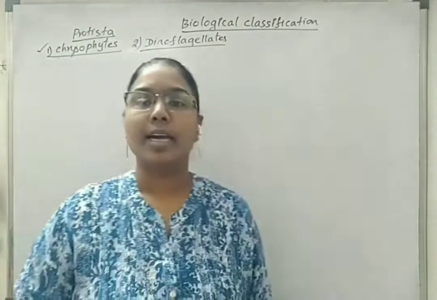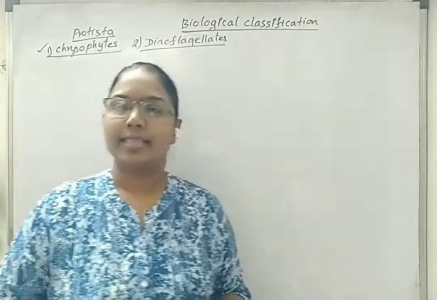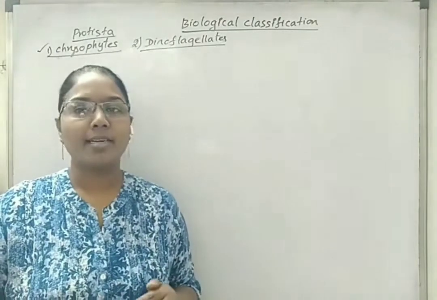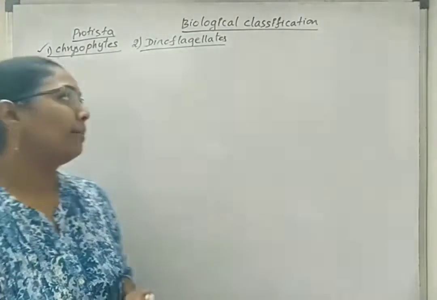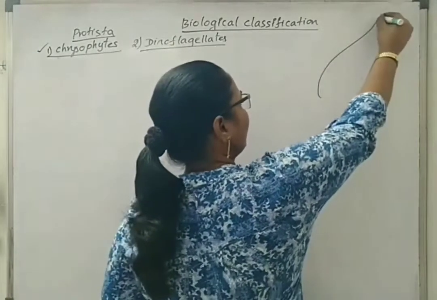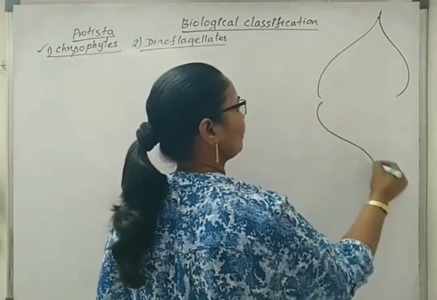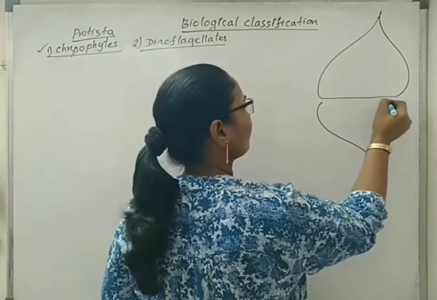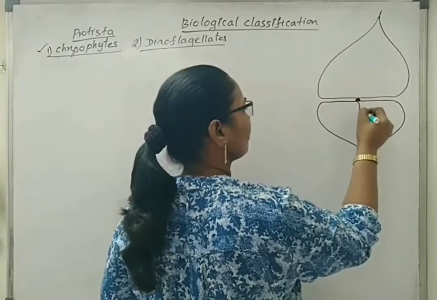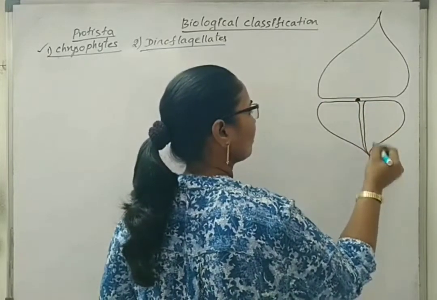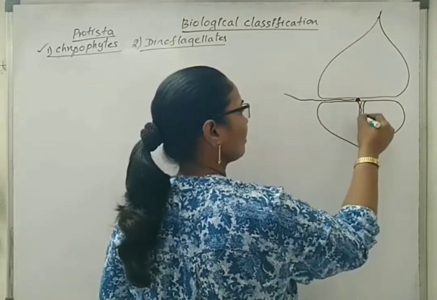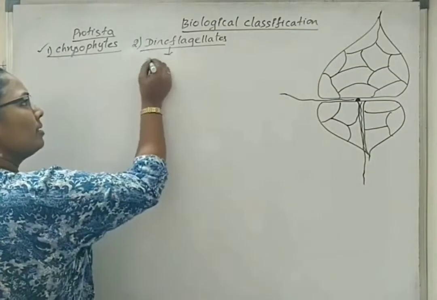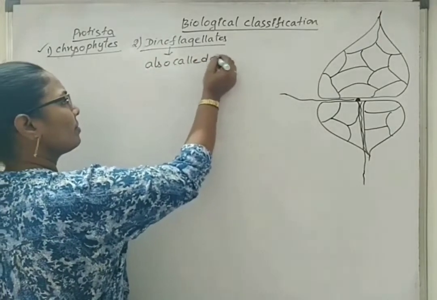We have seen that the outermost body of chrysophytes, that is diatoms and desmids, which are also called golden algae, is made up of a silica shell, also called the frustule. But in the case of dinoflagellates, the body is made up of cellulose plates. Dinoflagellates are also called whirling whips.